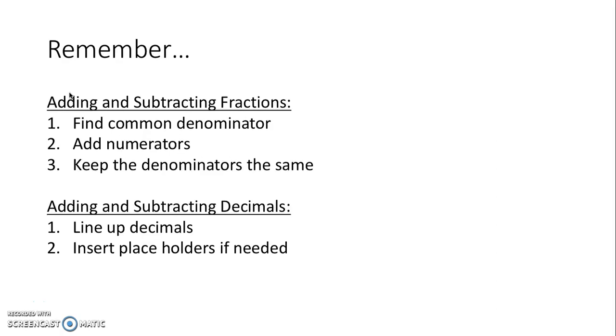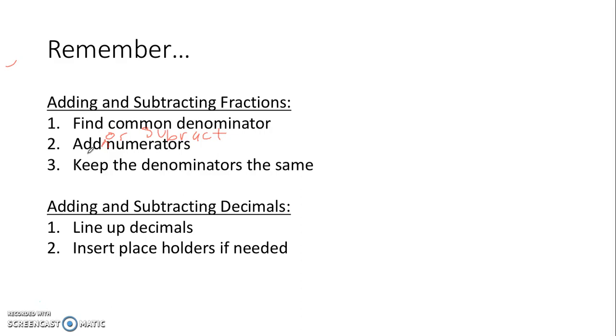So just a refresher to remember, when you add and subtract fractions, the first thing that you have to do every single time is to find a common denominator. Then when you add or subtract, you add or subtract the numerators. So let's add that in. Add or subtract. So remember, it's both for either or. And then keep the denominators the same. So you add the numerators, then you keep the denominators the same.